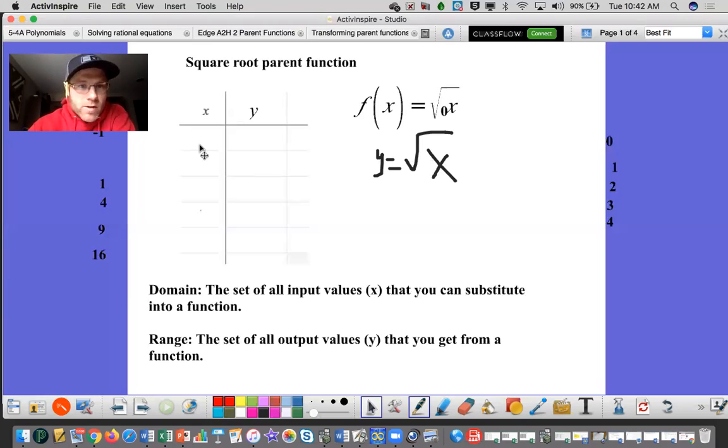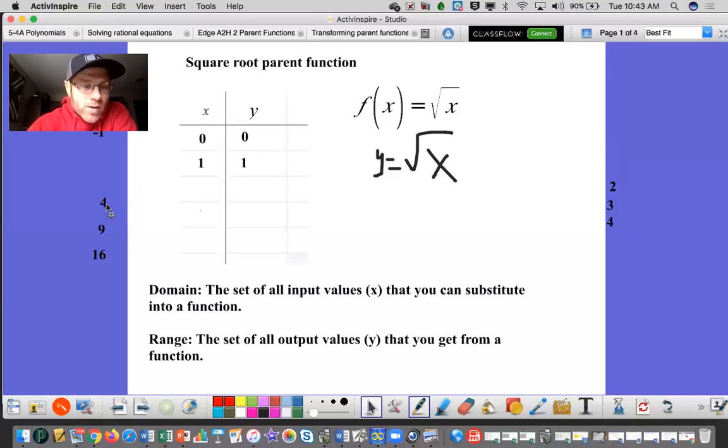So let's just say I plug in 0. What's the square root of 0? Well, that's simple. The square root of 0 is 0. And then I could plug in decimals if I wanted to, but let's be convenient here. Let's plug in another perfect square. Like how about a 1? What's the square root of 1? The square root of 1 is 1.